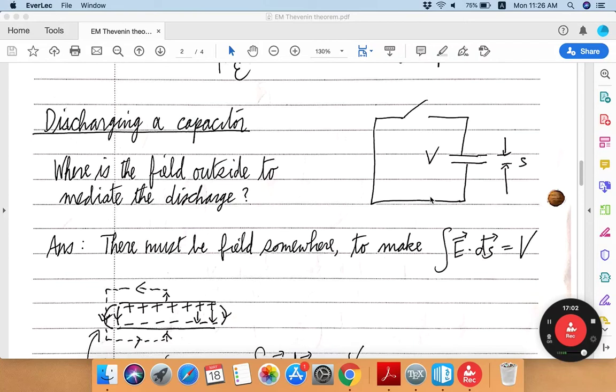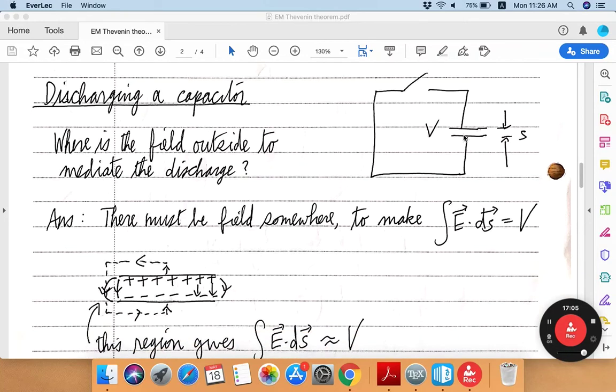So the problem is the following. Suppose that you have a fully charged capacitor. So you have a stack of positive charges on one side of the capacitor plate and a stack of negative charges on the other side of the capacitor plate. And they're not able to discharge themselves because the circuit is open. The switch is flung open, so there's no way that the charges will be able to flow out and discharge.